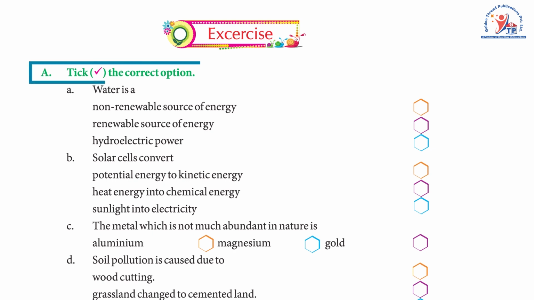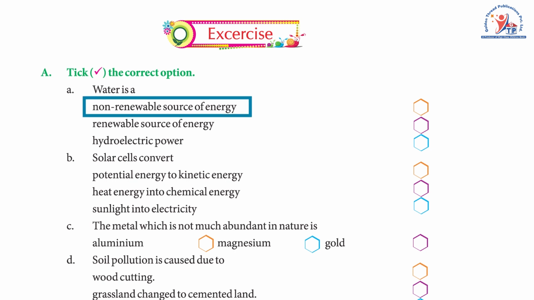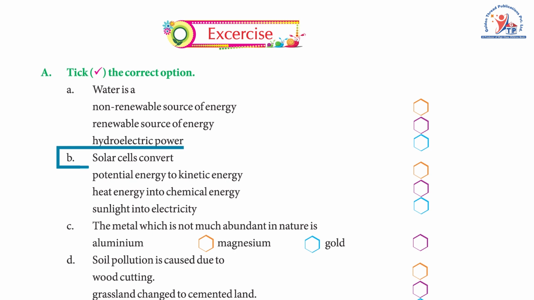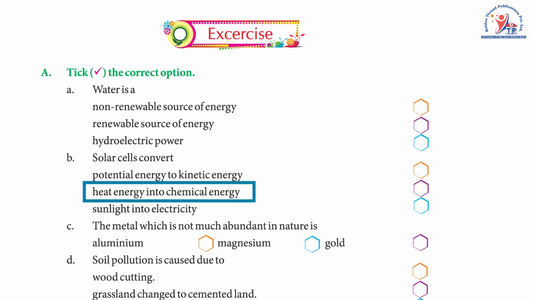Exercise. A. Take the correct option. A. Water is a non-renewable source of energy, renewable source of energy, hydroelectric power. Answer. Renewable source of energy. B. Solar cells convert potential energy to kinetic energy, heat energy into chemical energy, sunlight into electricity. Answer. Sunlight into electricity.